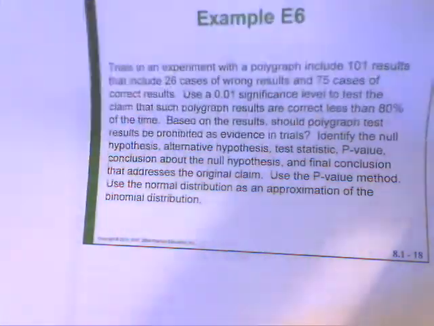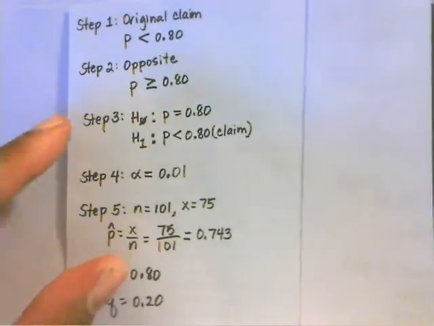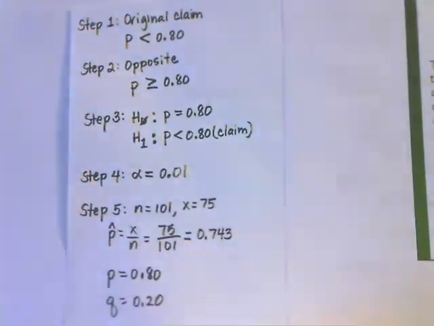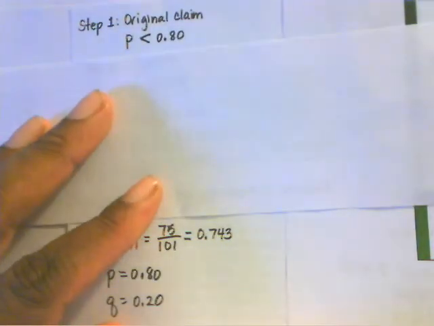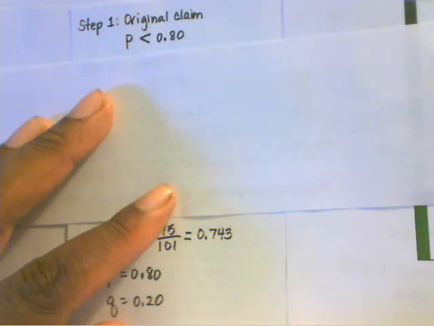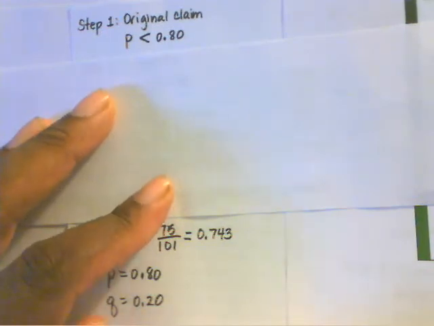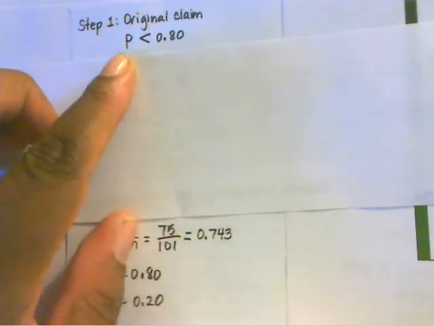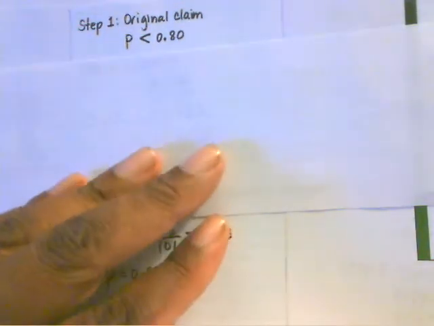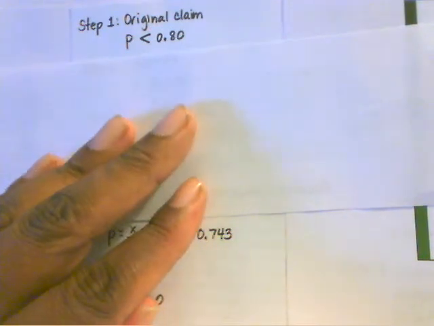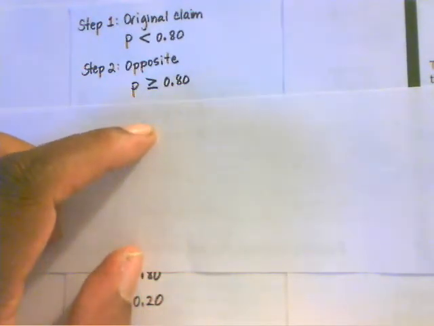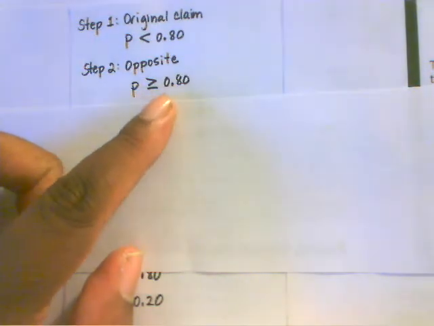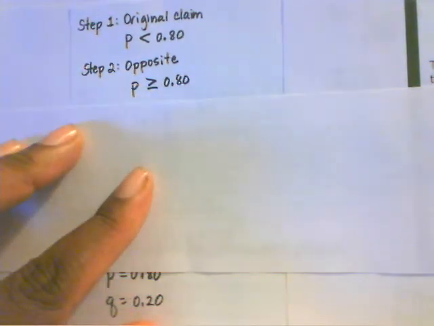In this case, I've already got this completed for you, so just pretty much follow along. We'll start with the original claim. We were told that we want to test the claim that such polygraph results are correct less than 80% of the time. So that's going to be your proportion p is less than 0.80. That's the original claim. Then step number 2 is stating the opposite of that original claim. The opposite of less than will be greater than or equal to. So we say p is greater than or equal to 0.80. That's the opposite of the claim.